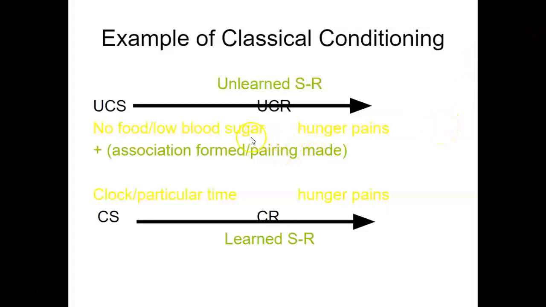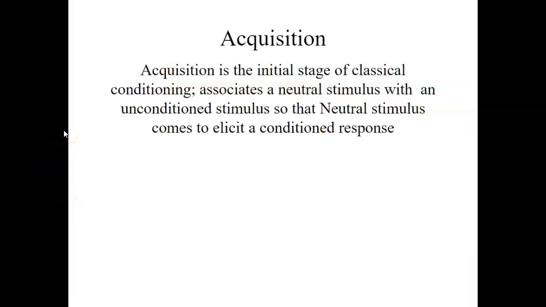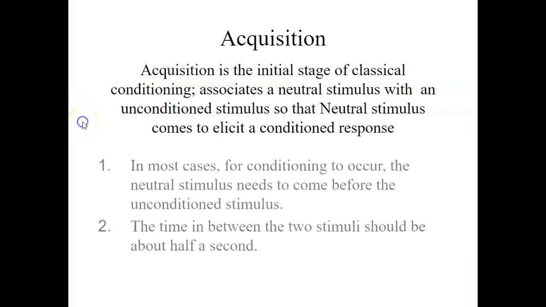One thing I want to take note is that this process is called pairing. Acquisition is the initial stage of classical conditioning. It associates a neutral stimulus with an unconditioned stimulus, so the neutral stimulus comes to elicit the conditioned response. That is a term that you will need to know.